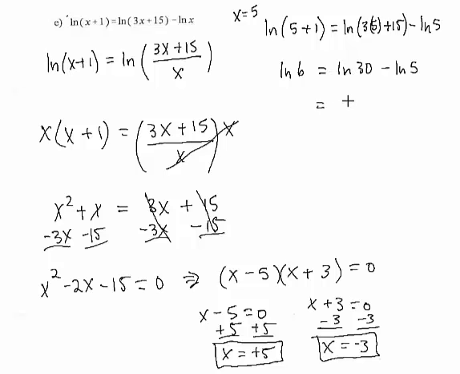On the right, we could apply the quotient rule of the logarithmic functions. If the two log expressions are subtracted, then we can divide their arguments and just use one log expression, and so we get ln of 6 on the left and the right side. So x equals 5 checks out.